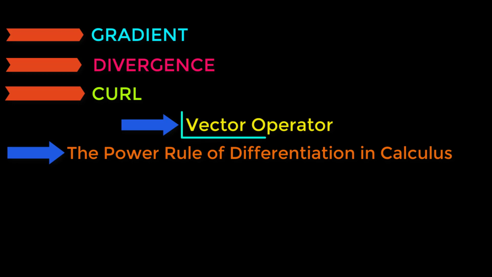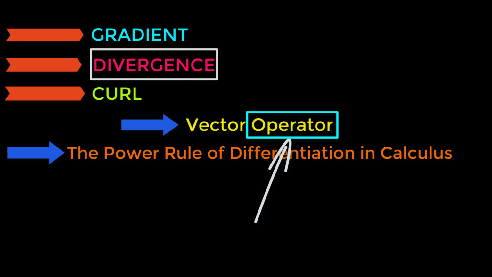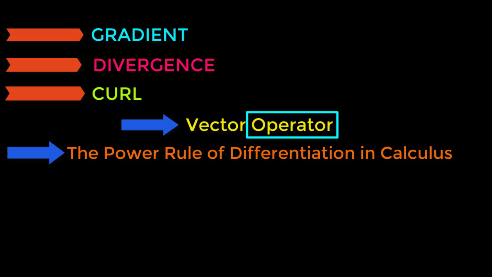See, there are two words here. One is vector and the other is operator. What is an operator? An operator is nothing but a symbol. It has no meaning of its own. Not only that, an operator doesn't signify any meaning too. But when an operator acts on different quantities like gradient or divergence or curl, then the operator can produce a value.